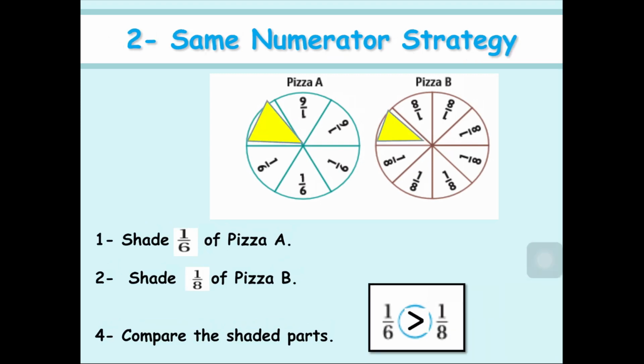All right, and when we shade them in, you'll ask yourself, which one is greater than? Which one is the bigger piece? Do you want the pizza with the bigger piece or the smaller one? Which one is bigger? If you said 1/6 is greater than 1/8, then you are correct, because these pieces are bigger, so you can get more pizza when it is split into a smaller amount of pieces. All right, so that's the same numerator strategy.